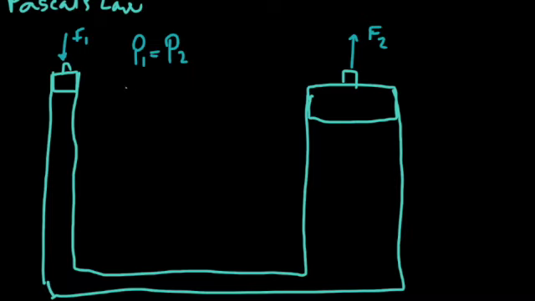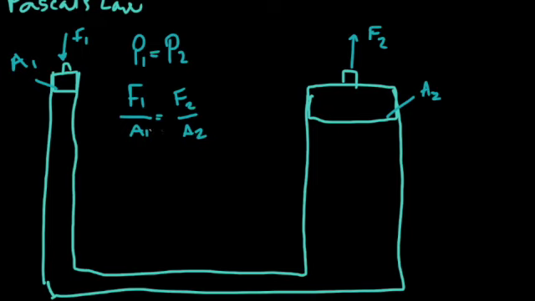And so what this tells us is the pressure. Now in here this is area 1 at the bottom of that piston. This is area 2. And so what we're saying here is that the pressure at 1 is equal to the pressure at 2, which is the same as saying that the force at 1 divided by the area at 1 is equal to the force at 2 divided by the area at 2.